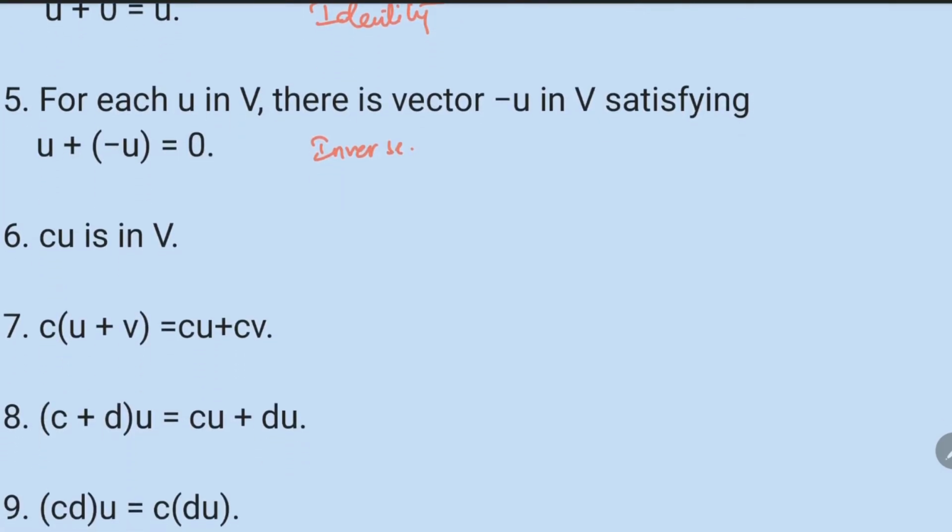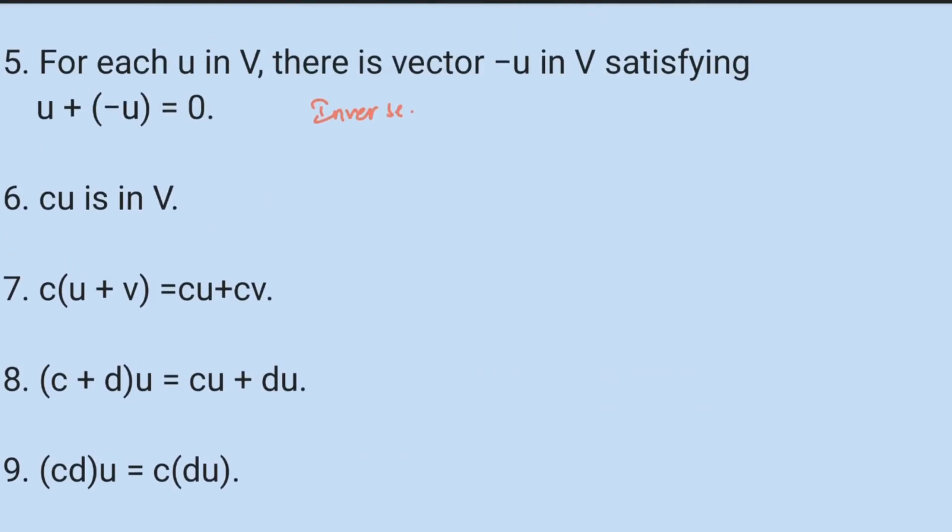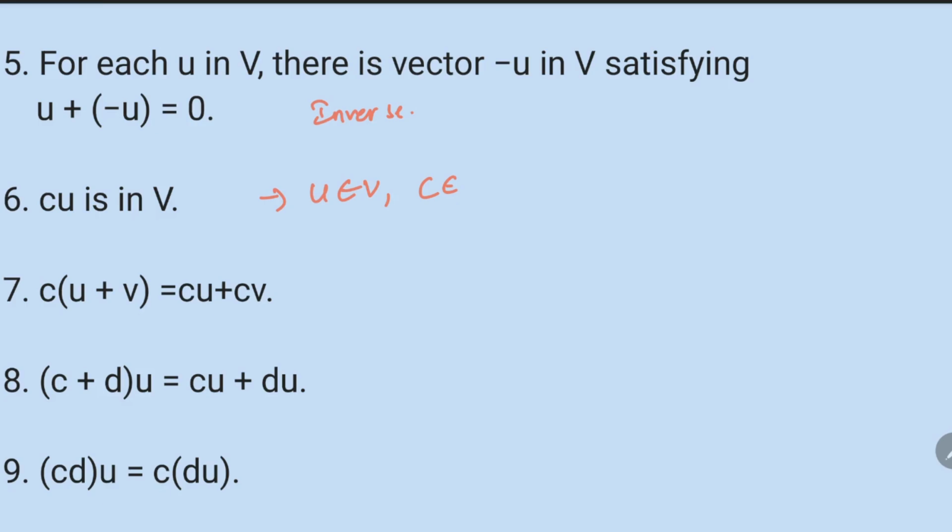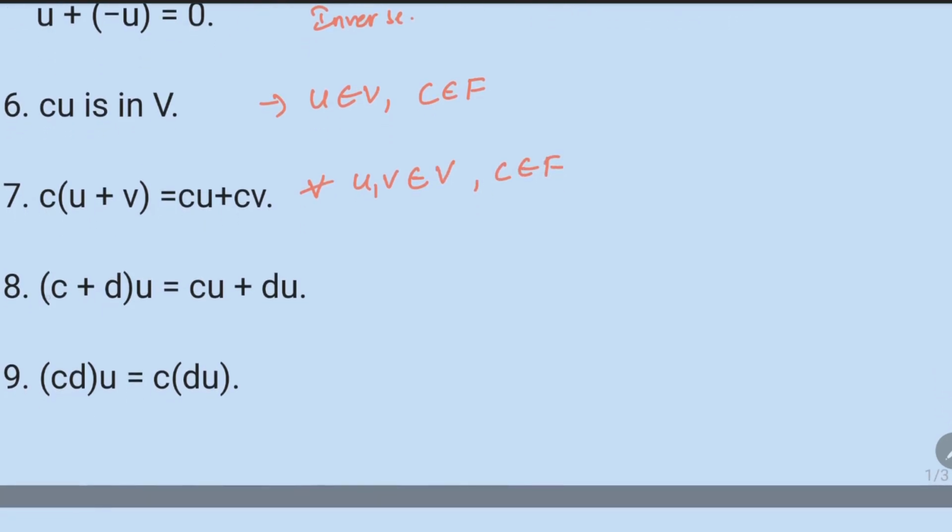Now the 6th, 7th, 8th, 9th, 10th come under scalar multiplication, where u is in the vector space and c is in the scalar, which we denote by the field F. So u belongs to the vector space and c belongs to F, then cu is in V. And the second one, c into u plus v, where u and v belong to the vector space and again c belongs to the field. c into u plus v is equal to cu plus cv. And c and d are the scalars.